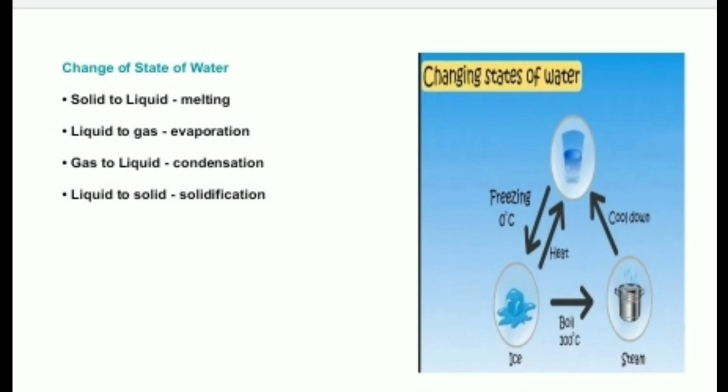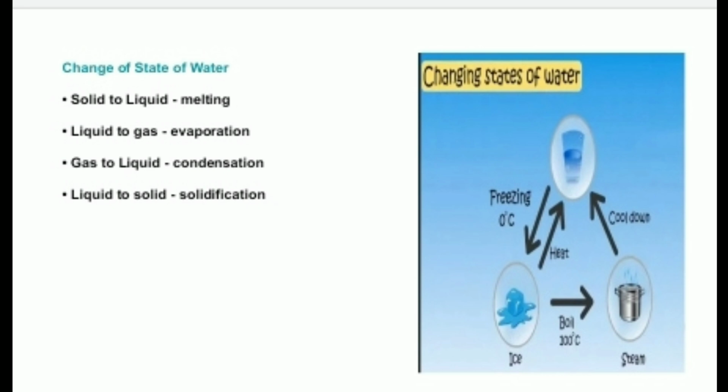Change of state of water. One state of water can be changed to another state by heating or cooling. The change of state of water is as follows. Solid to liquid. The process of changing a solid into a liquid on heating is called melting. That is, ice, solid, melts to form water, liquid, on heating.